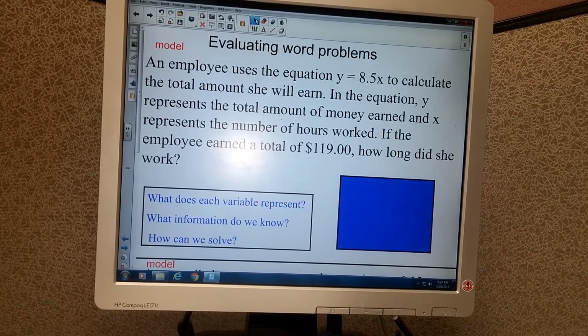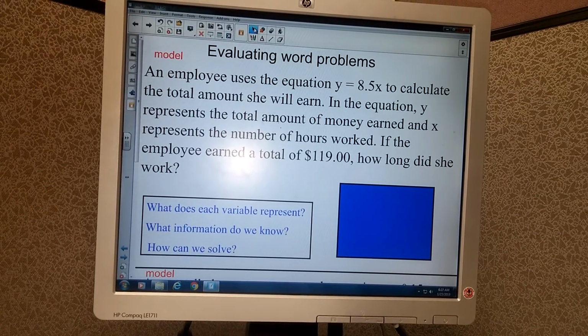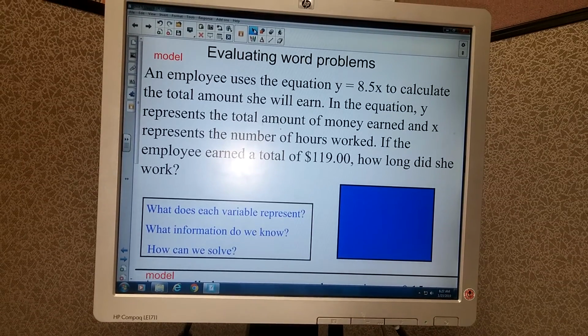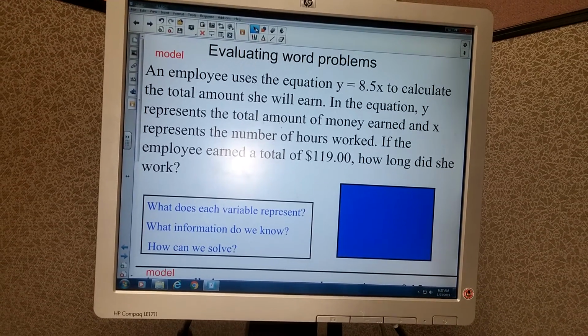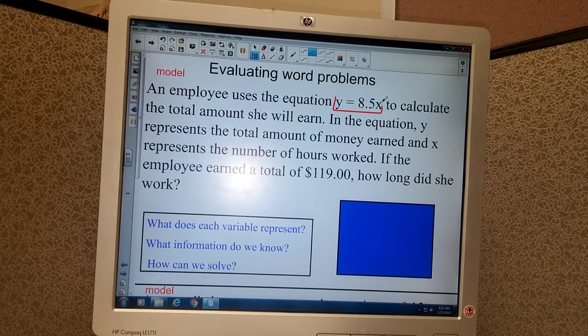Okay, we're going to look at 2 examples today of evaluating word problems, and these are much easier than what you've been doing because the information is given to you. So it looks wordy, but it's not that bad. It says an employee uses the equation y equals 8.5x, that's important, to calculate the total amount she will earn.